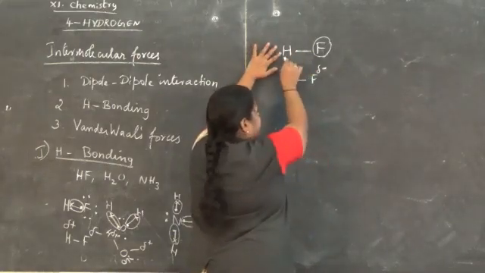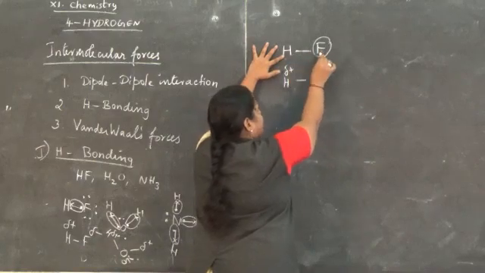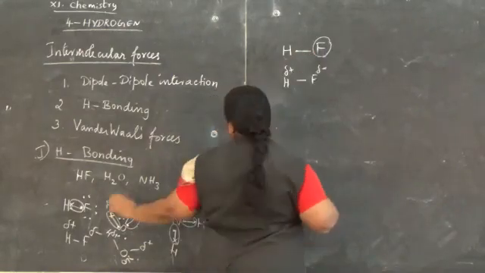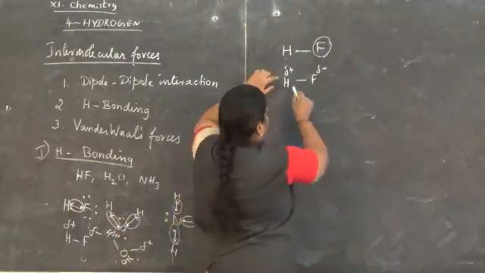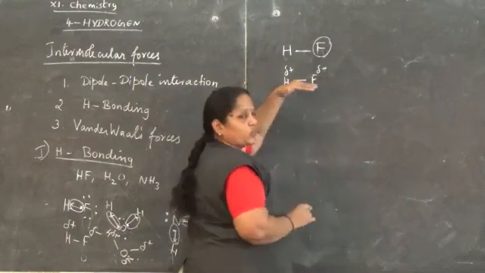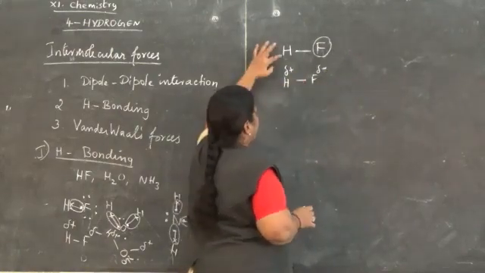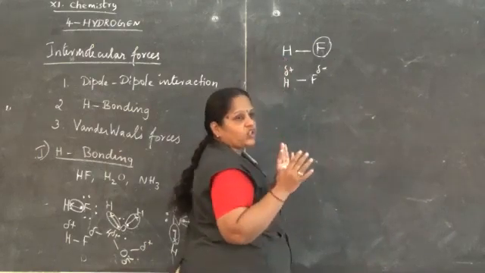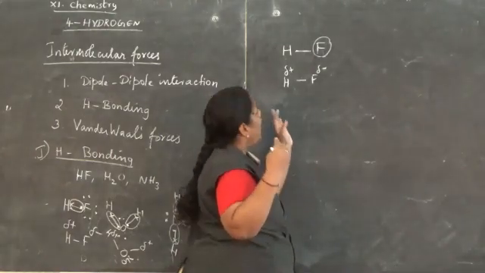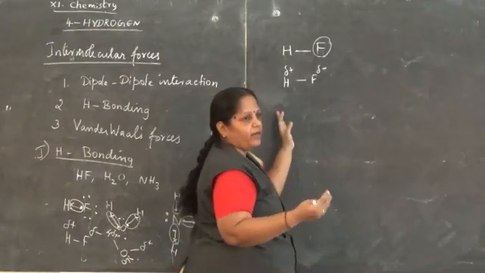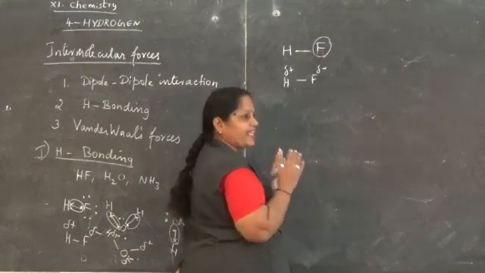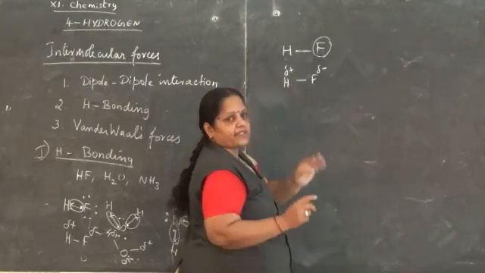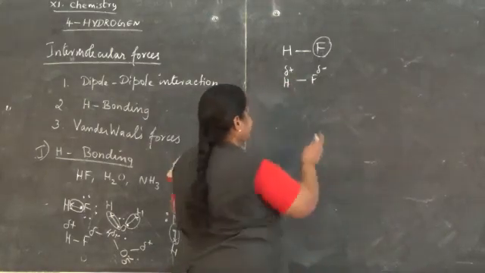So when a hydrogen atom is covalently bonded with a highly electronegative atom such as fluorine, oxygen and nitrogen, the bond is polarized. Due to this effect, that polarized hydrogen atom forms a weak electrostatic attraction with another highly electronegative atom present in the vicinity. This interaction is called hydrogen bonding. Usually this hydrogen bond is represented by a dotted line.